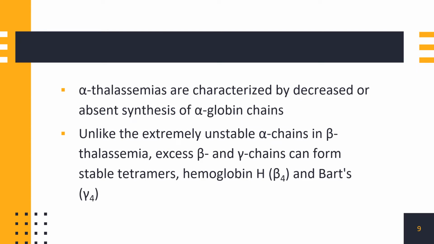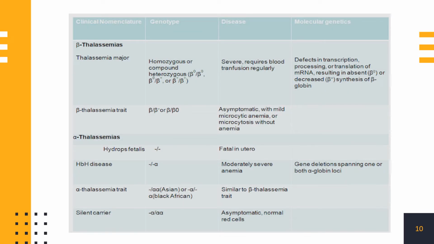Alpha thalassemias are characterized by a reduction or absence of synthesis of alpha globin chains. Unlike the extremely unstable alpha chains in beta thalassemia, excess beta and gamma chains can form stable tetramers, hemoglobin H or beta 4, and Barts or gamma 4. Here is a truncated version of the table illustrating the various forms of thalassemia from your trusted Robbins textbook.